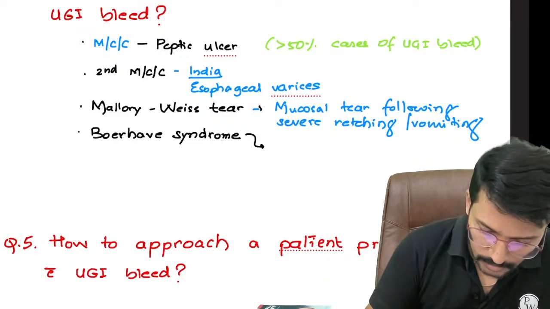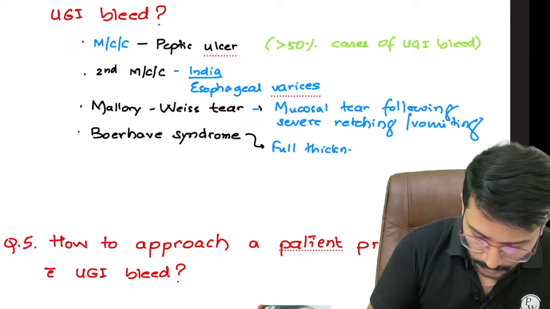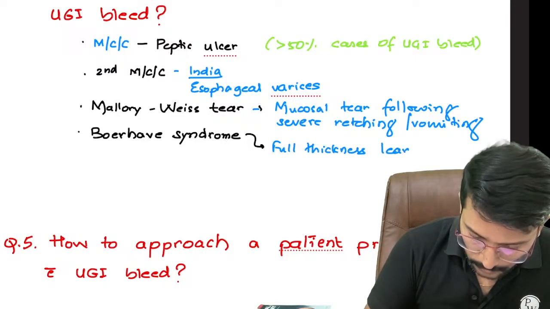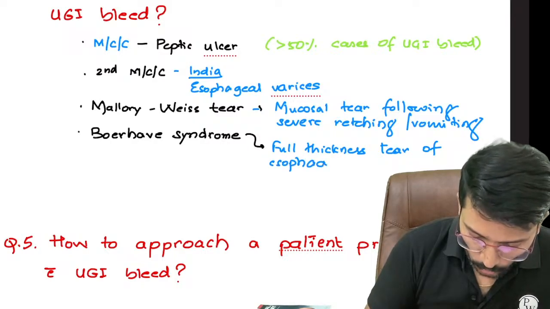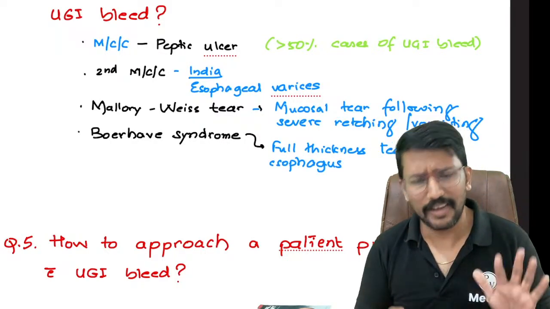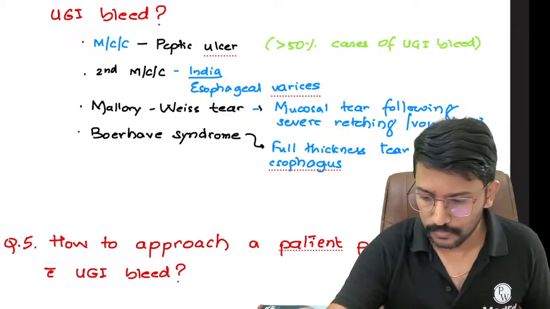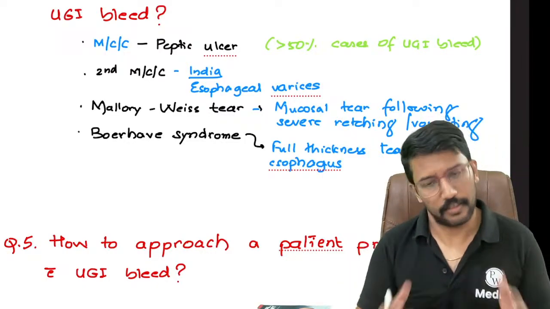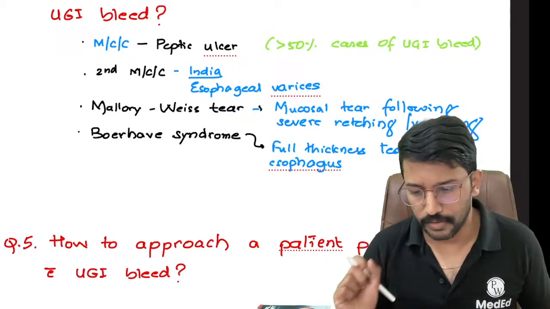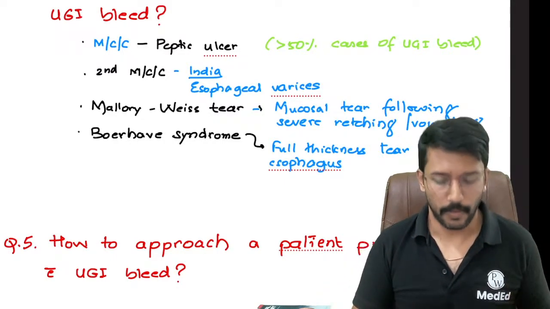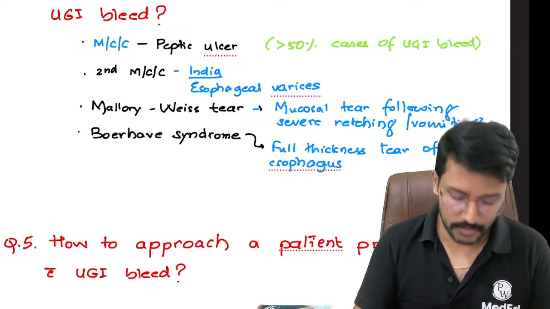So Boerhaave syndrome is the full thickness tear of the esophagus, means all the layers are torn. This is a major medical emergency. Mallory-Weiss tear is not a medical emergency in most cases. Yeah, you can call it a transmural rupture or transmural tear. The whole thickness of the esophagus is torn. Okay. Now, can anybody list other possible causes for upper GI bleed?